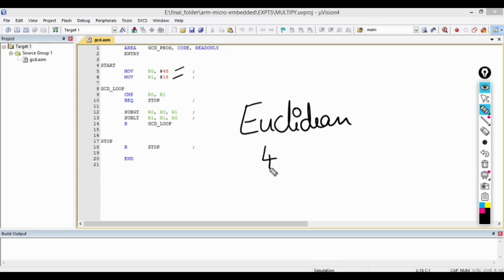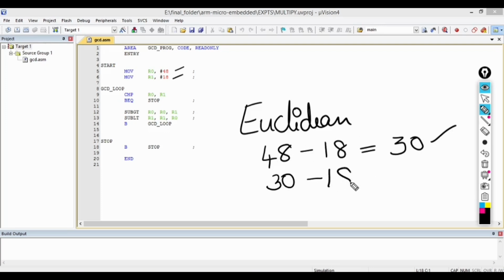Let me take these numbers here, 48 and 18. Let me perform subtraction. What is the result we get? The answer is 30. Now take the result and subtract the smallest number available here. Which one is small here? It is 18. And what is the result you obtain? It is nothing but 12. Continue the subtraction. 12 is one term we are considering, and the smallest among these two is 18. The result we obtain is 6.